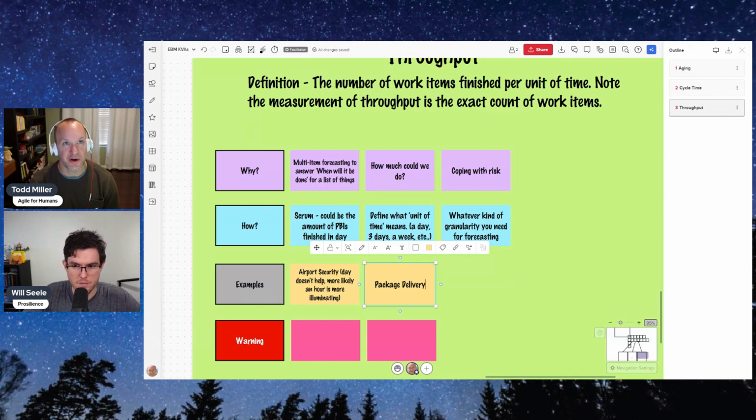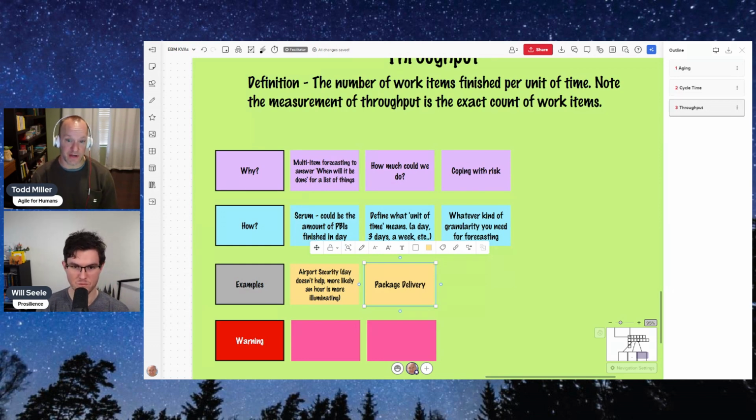Yeah, and this is a great example. I think that we could use probabilistic forecasting here, right? Let's suppose a van 85% of the time delivers 72 items. Now, notice we're not talking about the size of the items, right?